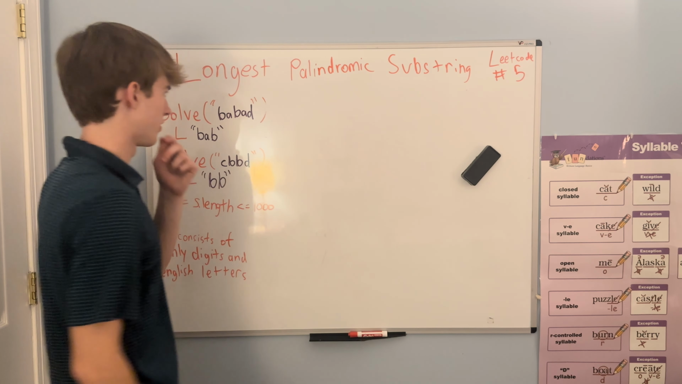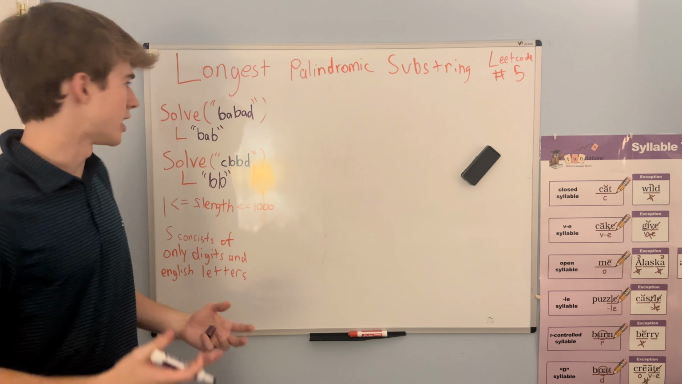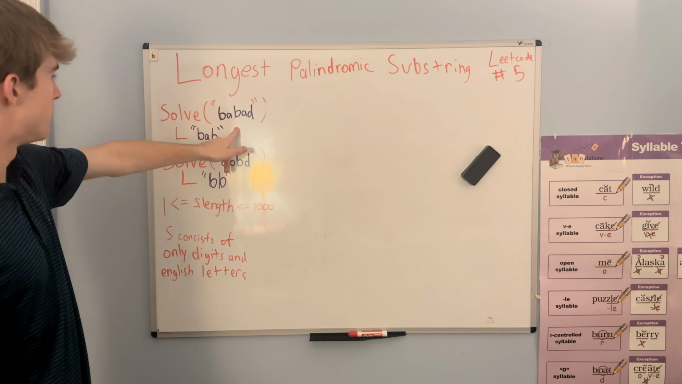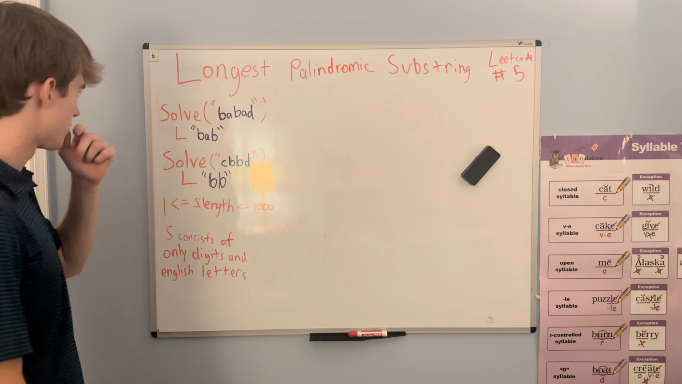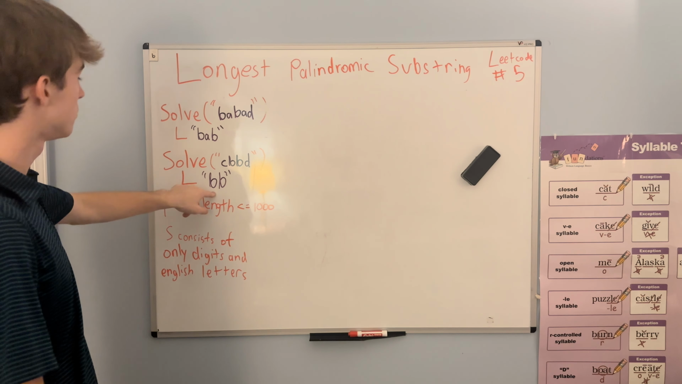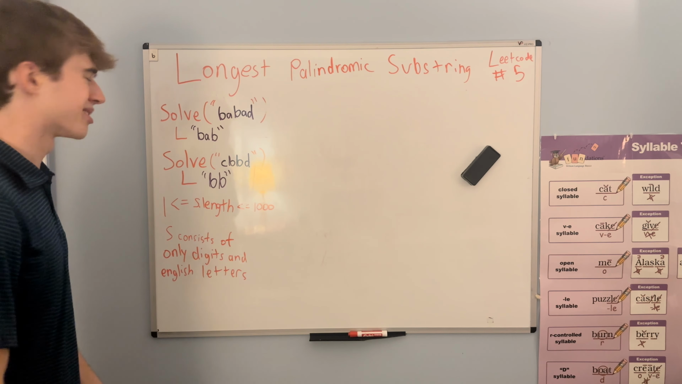How might we think about this? Well, let's just look at the test cases first. So we have BABD, kind of just bad. CBBD. Okay, yeah. So that's a palindrome. I mean, that's a palindrome. I mean, does it really tell us anything though?